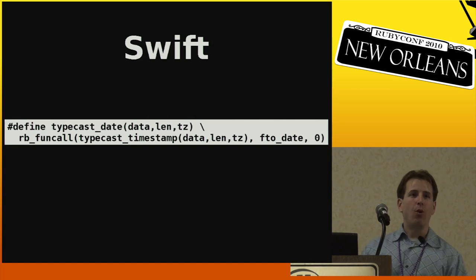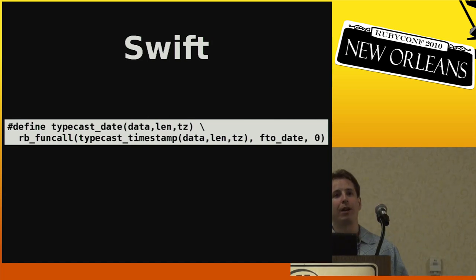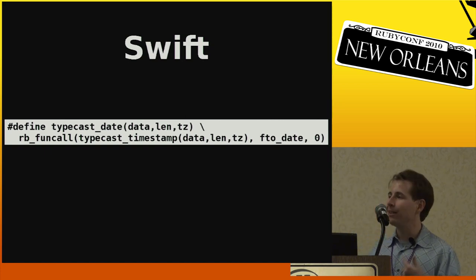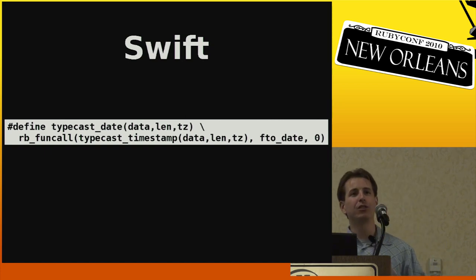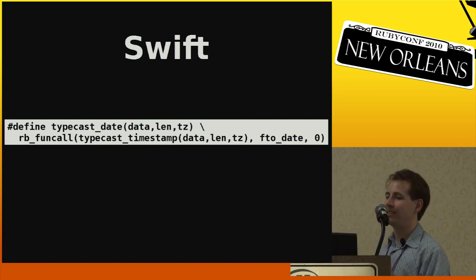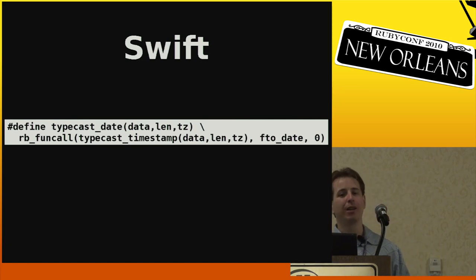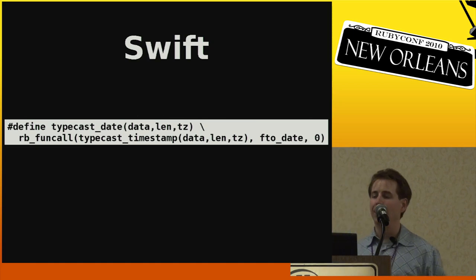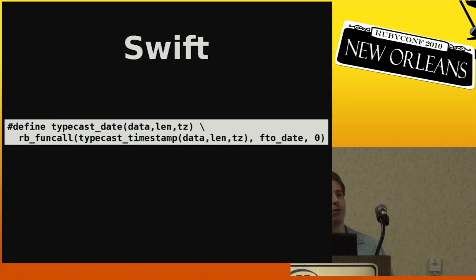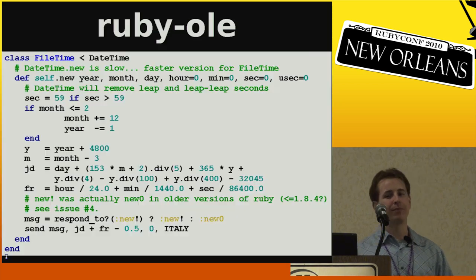So DataMapper is not the only database library that tries to work around date's shortcomings. Swift is a fairly new Ruby database library, and because date is so slow, they skip calling date's constructors entirely. Typecast timestamp here parses the string in C and creates a Ruby time object. Then toDate is called on that time object in order to get the date. And Swift does this because it's faster to create a Ruby time object and convert it to a date using toDate than it is to create a date object the standard way.